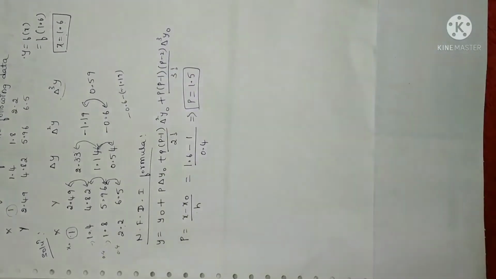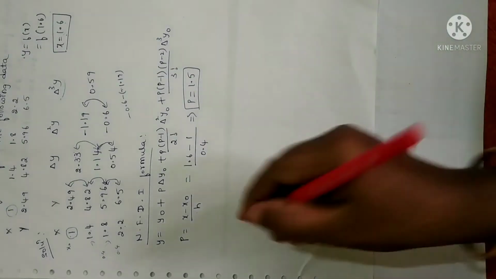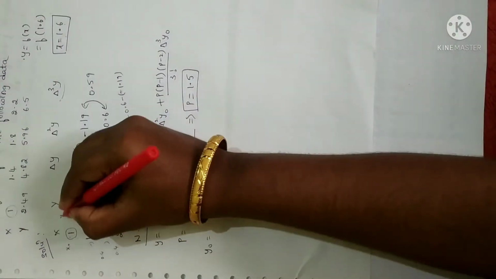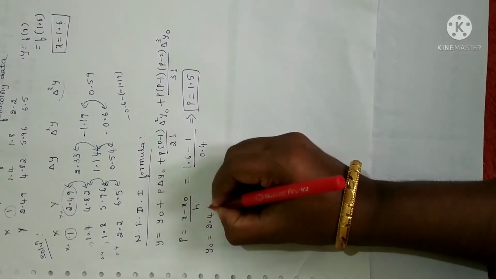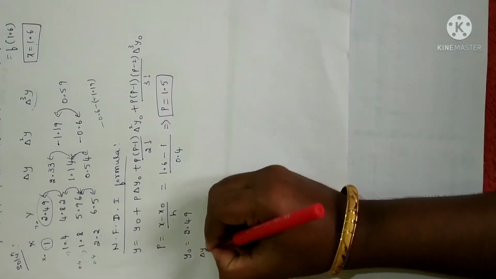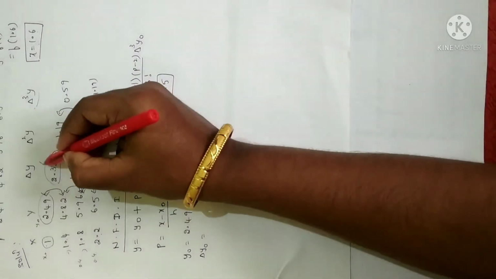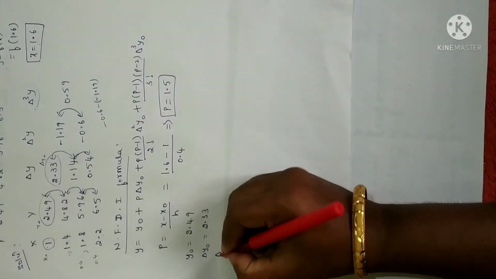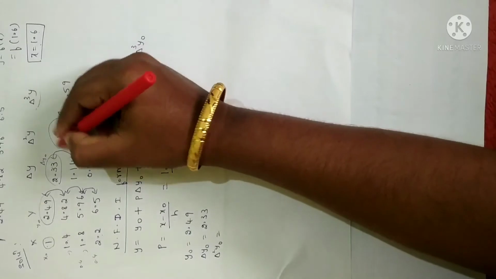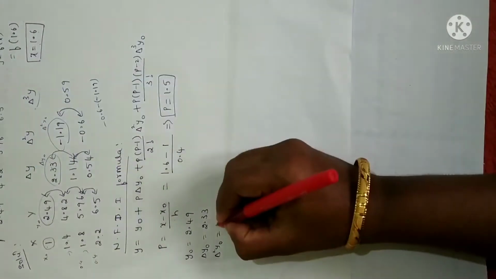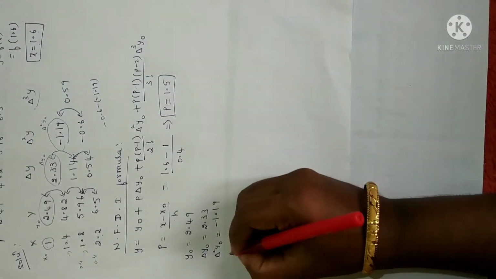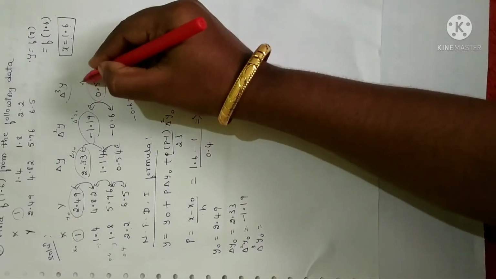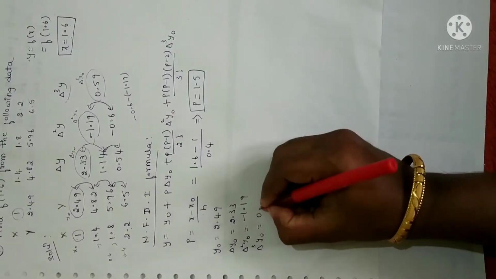So now make a list of all the values that we required. So y naught is the first value here, y naught is 2.49. Next, delta y naught we need. Delta y naught is first value in delta y. So this is delta y naught, 2.33. Next, delta square y naught. Delta square y naught is the first value here. So it is minus 1.19. Care has to be taken for the sign as well. So del cube y naught is the first value here. Del cube y naught, so it is 0.59.